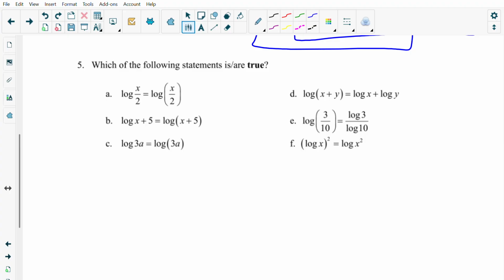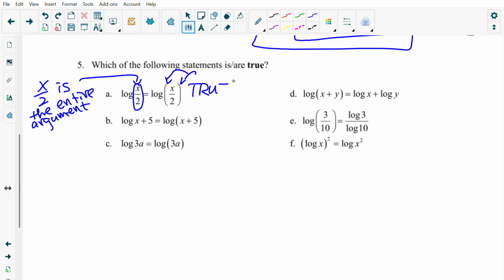Number 5, which of the following statements are true? Letter A: log of x divided by 2. So this x divided by 2, x over 2, is the entire argument. This one's pretty straightforward. All I'm doing from the left to the right side is adding a set of brackets, right? So this is true. Okay. Letter B. Log of x plus 5 equals log of, in brackets, x plus 5.